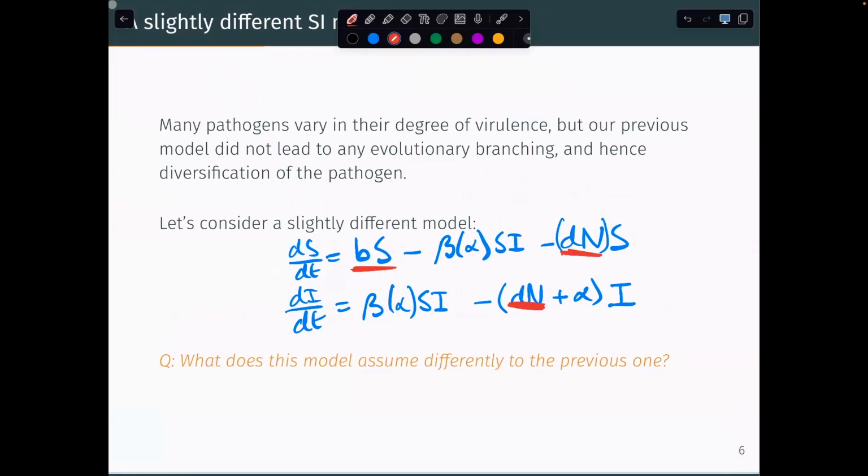Okay, so maybe as individuals compete more strongly for resources, the death rate goes up. Whereas previously we were assuming the more strongly they competed for resources, the more their birth rate went down. Both might be reasonable assumptions in different scenarios. So we've got density dependent deaths.